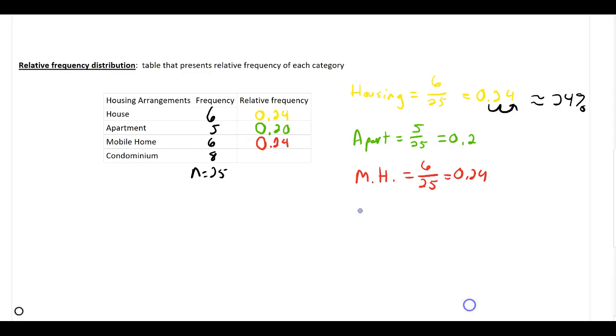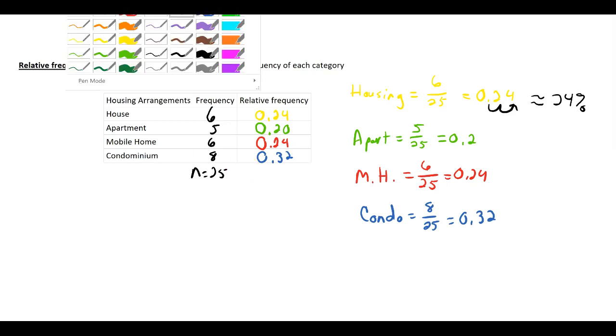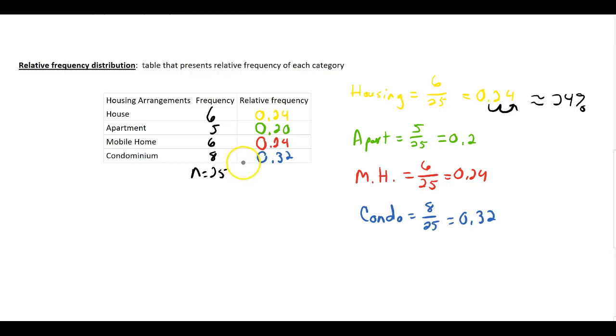Now for the condominium, that's going to be 8 divided by 25, and that's going to be 0.32. So I've got 0.32. A way to check this, whenever you're talking about relative frequencies, is to, again, add them up and see they should come out as close to 1 as possible.